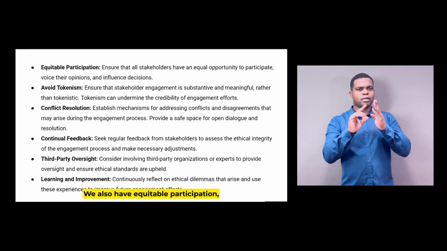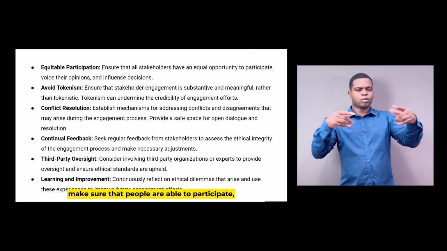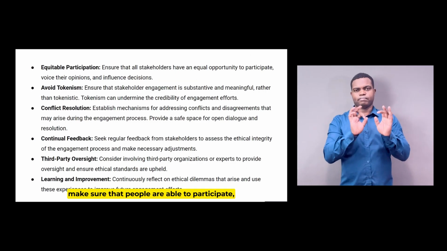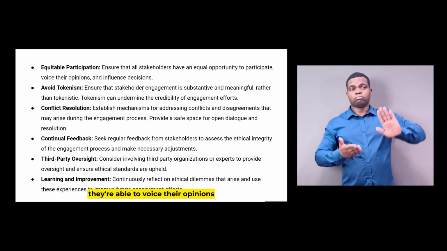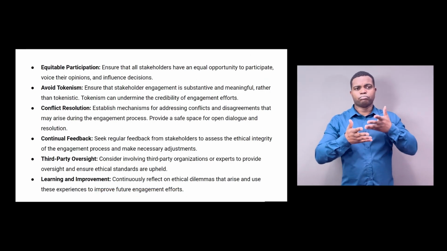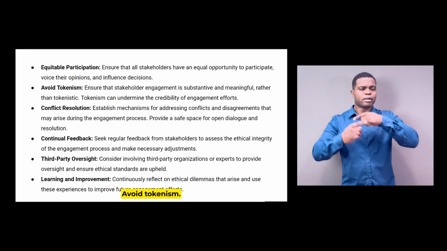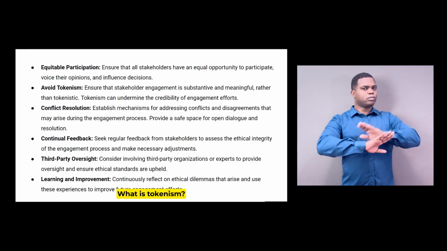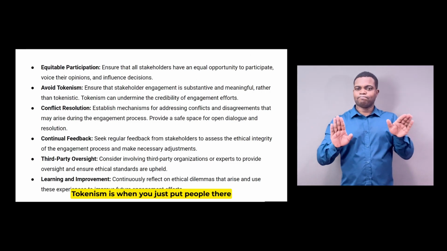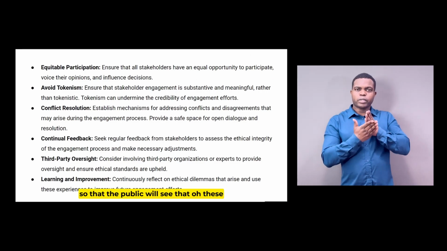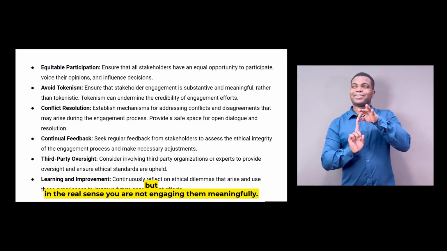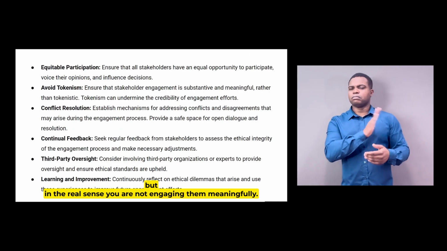We also have equitable participation. Make sure that people are able to participate, they have equal opportunity, they're able to voice their opinions and also influence decisions. Avoid tokenism. What is tokenism? Tokenism is when you just put people there so that the public will see that, oh, these people are represented. But in the real sense, you are not engaging them meaningfully.